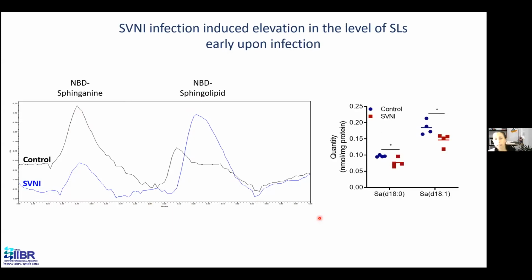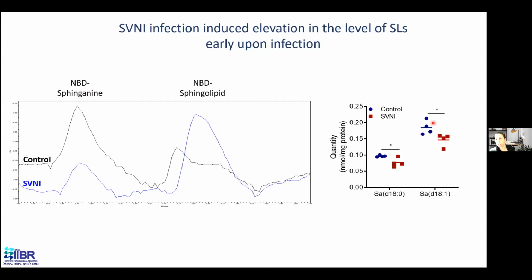So we also sent this sample for mass spec analysis, hoping to see which is this peak, which sphingolipid the virus induces or elevates early upon infection. In these virus cells, we only see what we saw here.